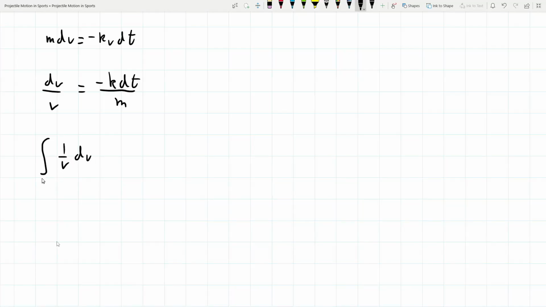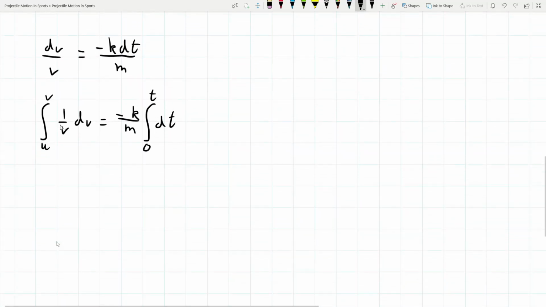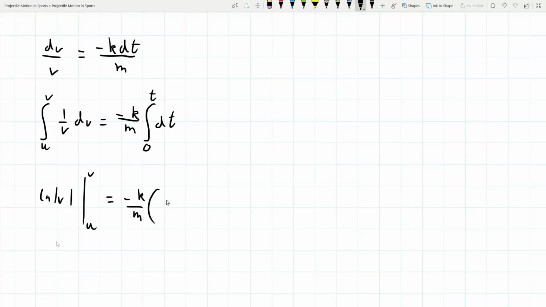So now we can integrate both sides, so we get the integral of 1 over v dv, and it's going to start at the initial velocity u to the final velocity v, equals, now k is a constant and m is a constant, so we can pull those outside the integral, so we're going to say minus k over m multiplied by the integral from 0, the initial time is 0, to the final time t of dt. So the integral of 1 over v dv is going to be ln of the absolute value of v, evaluated from u to v, equals minus k over m times the integral of dt, which is just t, and that's evaluated from 0 to t.